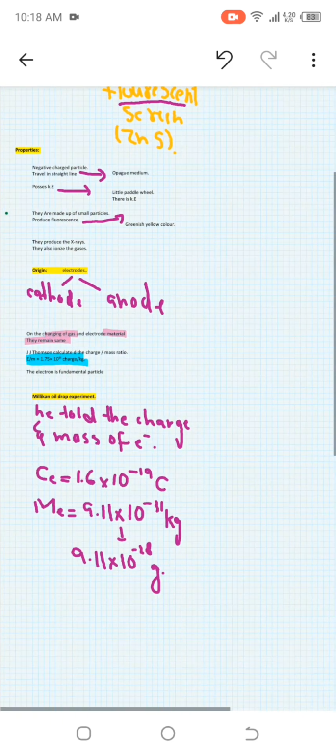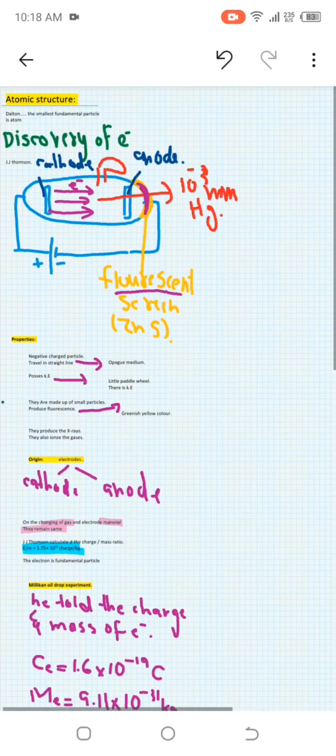Hopefully you got something new from this video. The whole discovery of the cathode ray is done. In the next video we are going to see the discovery of the proton.